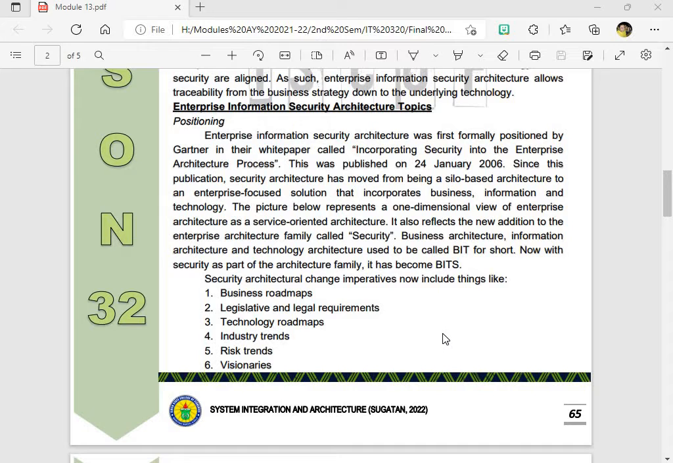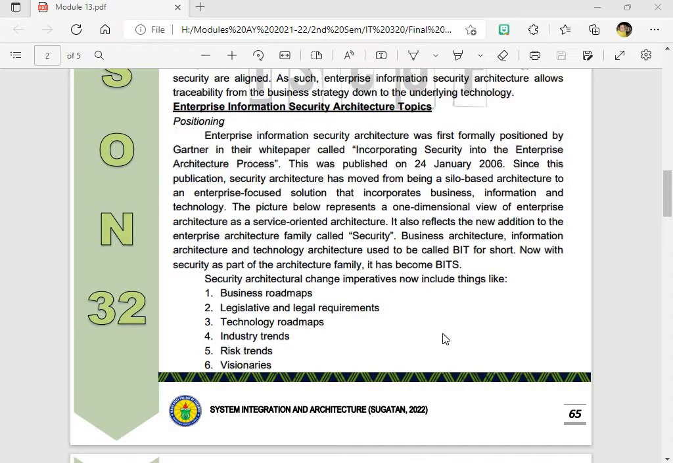So what does this BIT do? Number one is the business roadmap, wherein this is the blueprint for your businesses. The second one is the legislative and legal requirements, which is required by law, and you must endeavor to adapt to legal matters. And number three is the technology roadmap, wherein this is also a blueprint for the technology side. So not only with the business case, but also with the technology cases. So it goes hand in hand, guys, when you have the business side and the industry side.